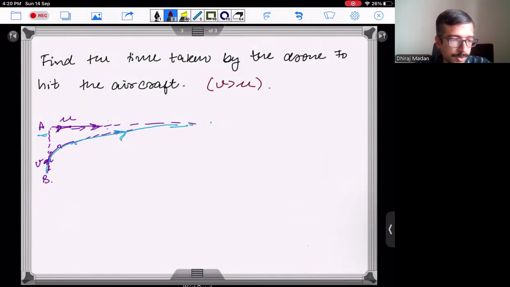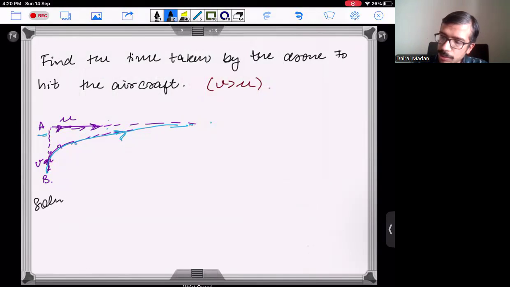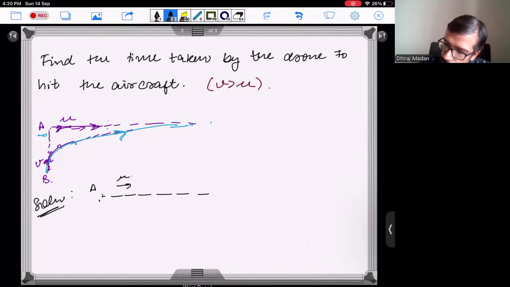So how do we now solve this? Let's try to solve this problem. First let's see what else we can do if we do not use this idea of velocity of approach. How much is it that we can solve? So we have this aircraft A, which is moving with velocity u, and we have this drone B. Initially this drone starts with some velocity, but it always tracks the aircraft at whatever point the aircraft is. It's always aimed towards the aircraft.